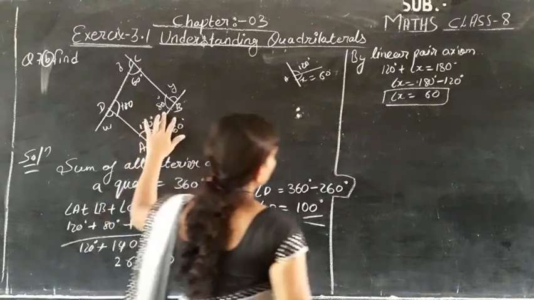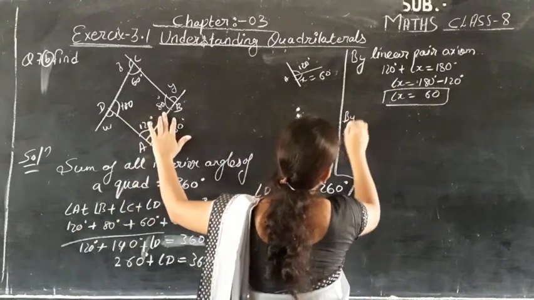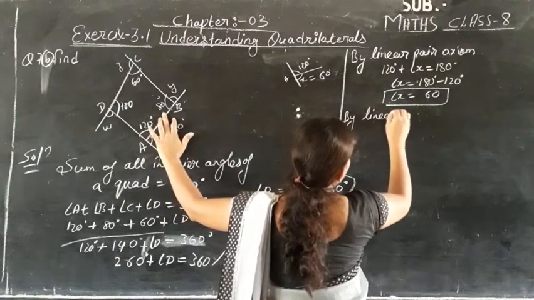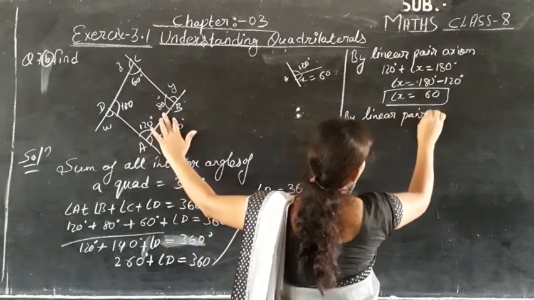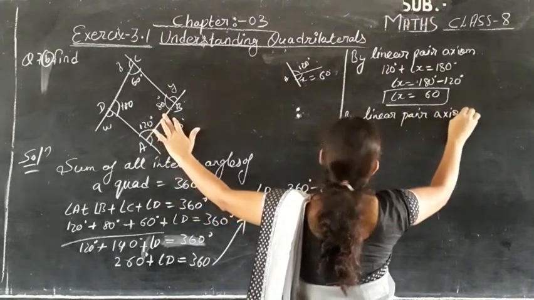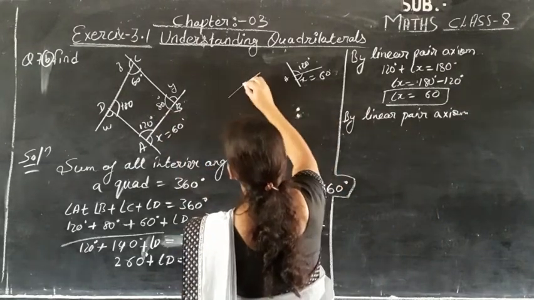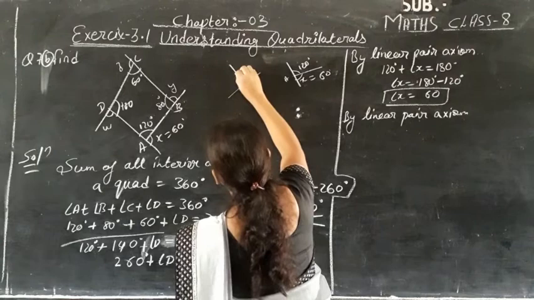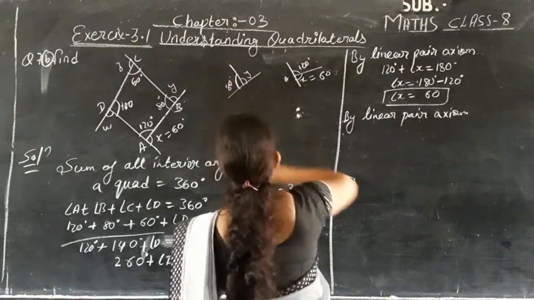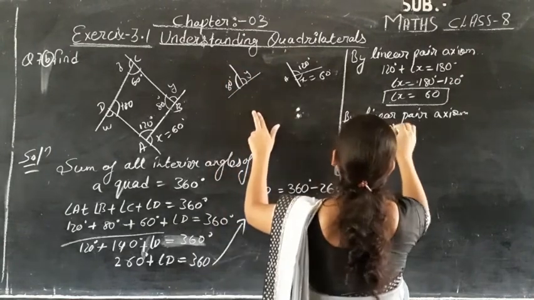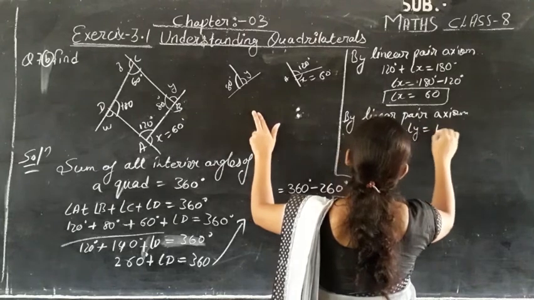Then applying the same linear pair axiom, in which part of the question? Here. What is the figure we are having? The B part we are having like this. Y plus 80, isn't it? So here 80 degrees plus angle y is equal to 180 degrees.